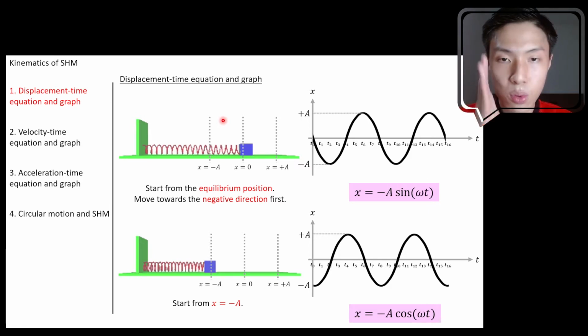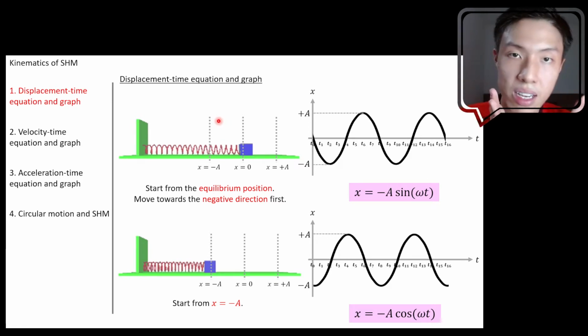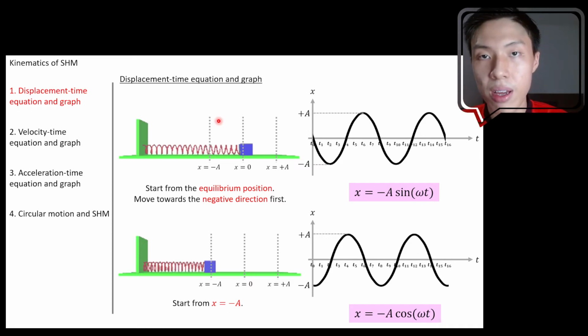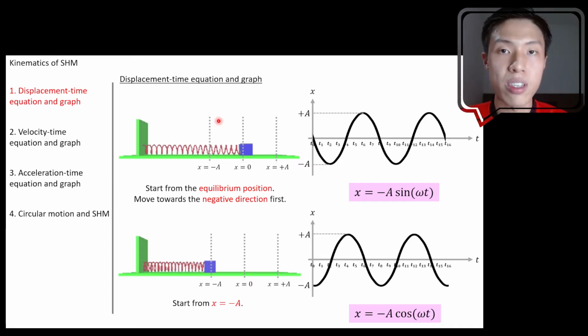Starting from the equilibrium is different from starting at the positive or negative maximum displacement. And starting at the equilibrium position, you also need to look whether it starts by moving in the positive direction first or moving in the negative direction first. So this is how you determine the shape of the graph and the equation of the graph.